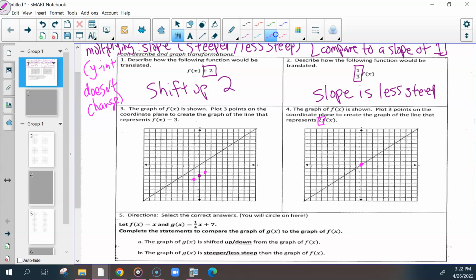But then we're going to go up 2 to the right 1. And we can do that twice in that direction, twice in the other direction, 1 on each side. It doesn't matter. You could pick.